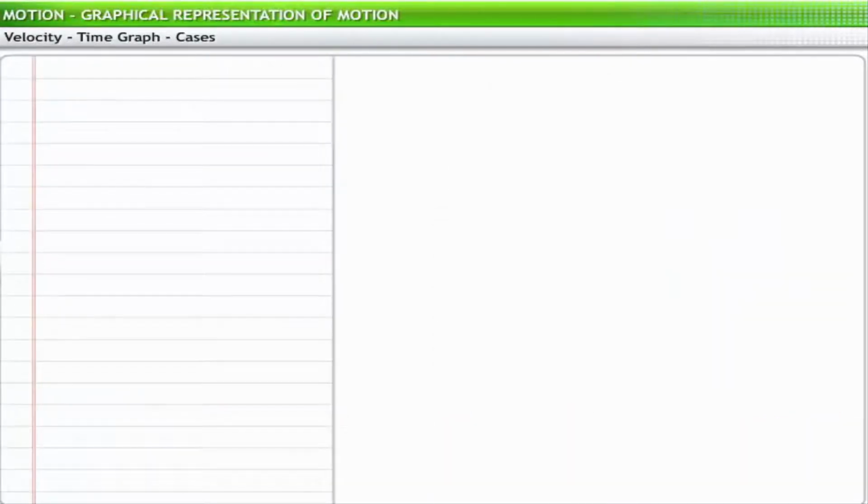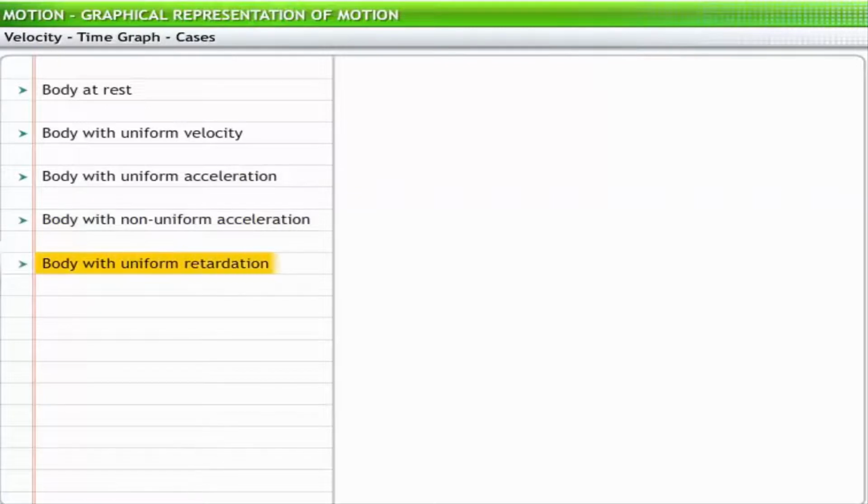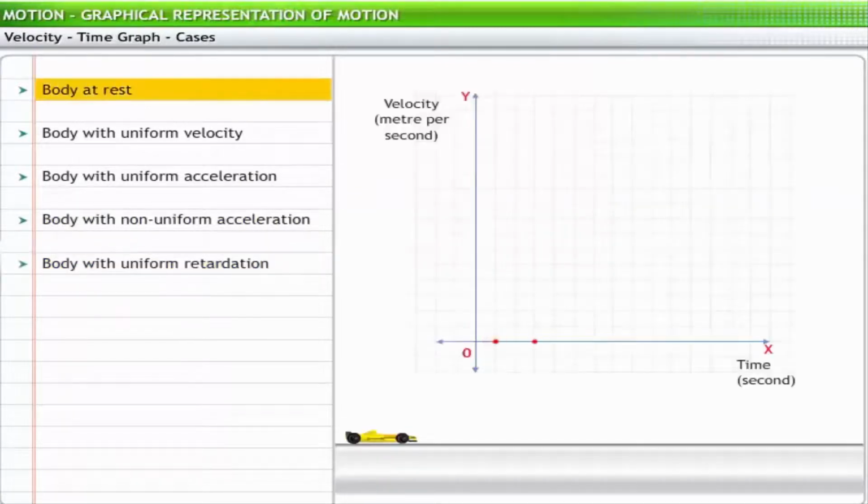Let's consider the different cases that can be represented by a velocity time graph. Body at rest. Body with uniform velocity. Body with uniform acceleration. Body with non-uniform acceleration. And body with uniform retardation. The displacement is 0 for a body at rest, and hence the velocity is also 0.